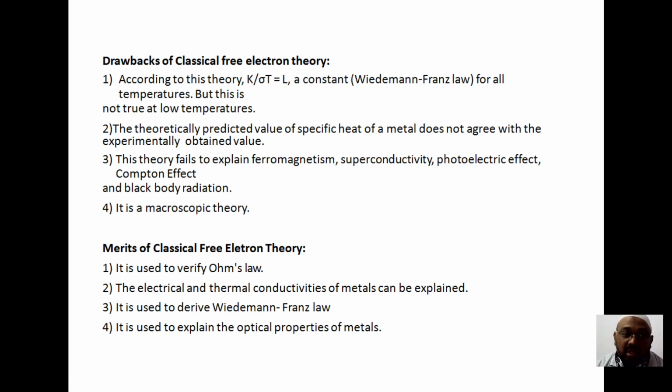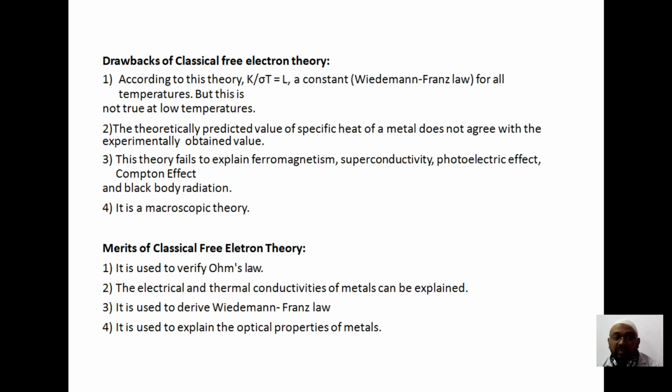Theoretically, the specific heat of the metal doesn't match the experimental value, and this theory cannot explain superconductivity and effects like the Compton effect, the photoelectric effect and black body radiation. This is a main drawback of the classical free electron theory, and this theory is applicable only at the macroscopic level. This is one of the important drawbacks.